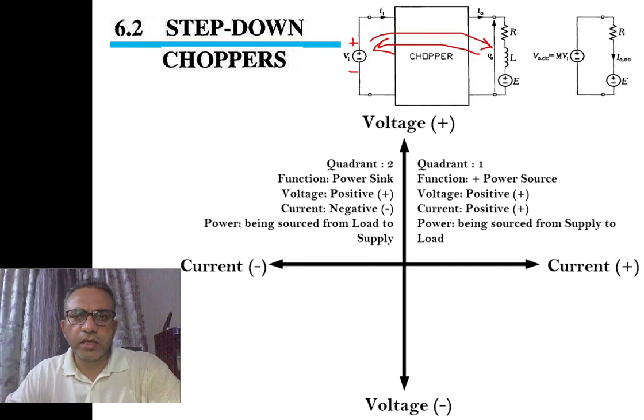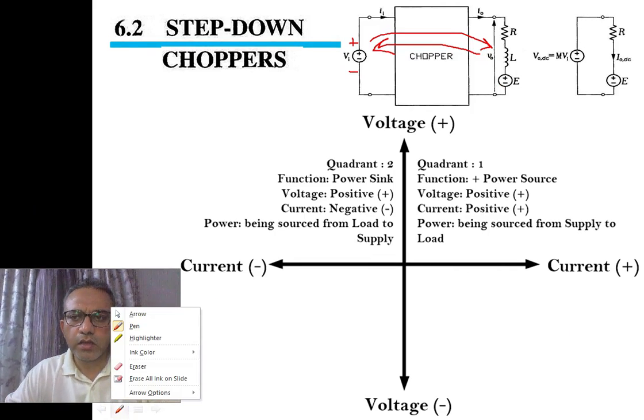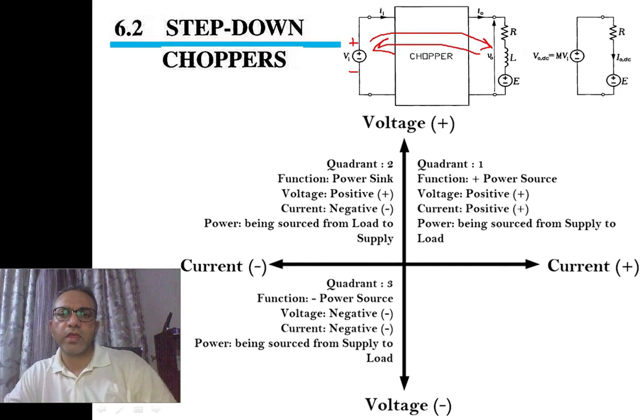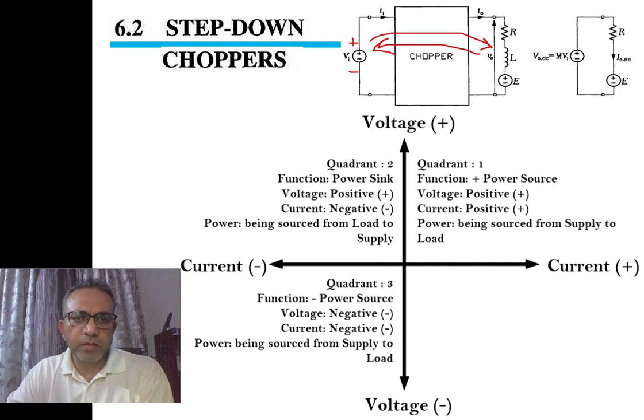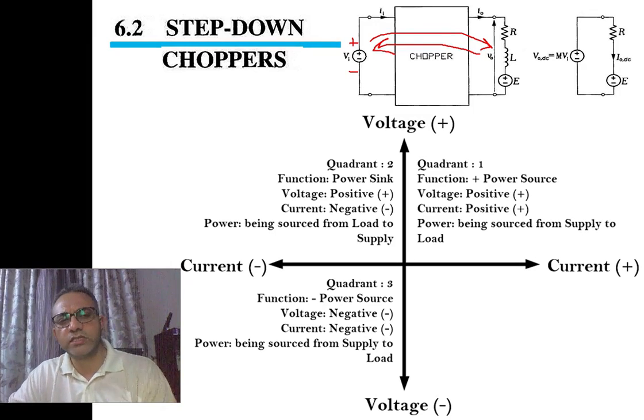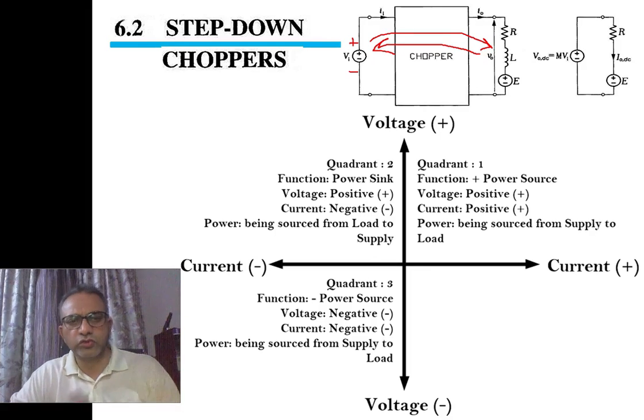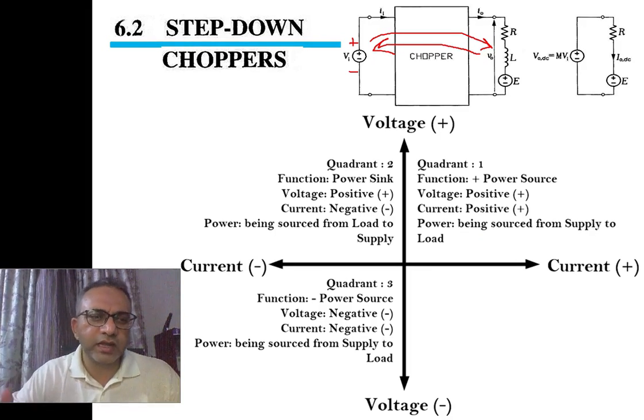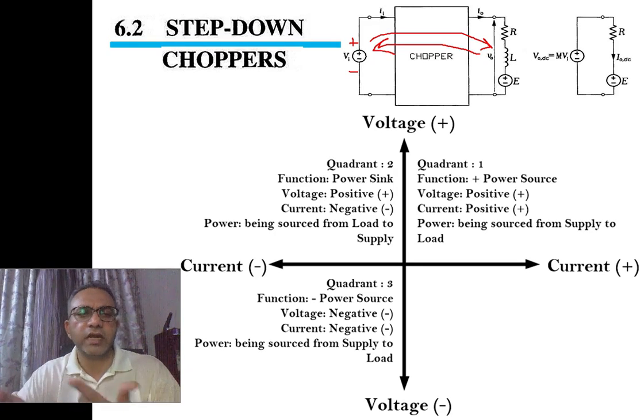Now, what is happening in the third quadrant? The circuit acts as a minus power source, that is a negative power supply. That is, the voltage is now reversed and current is also reversed. So voltage is reversed, the current is reversed. So this time current is again flowing from the source to the load. So the source is providing power to the load, and it is like a battery that is reversed in direction.